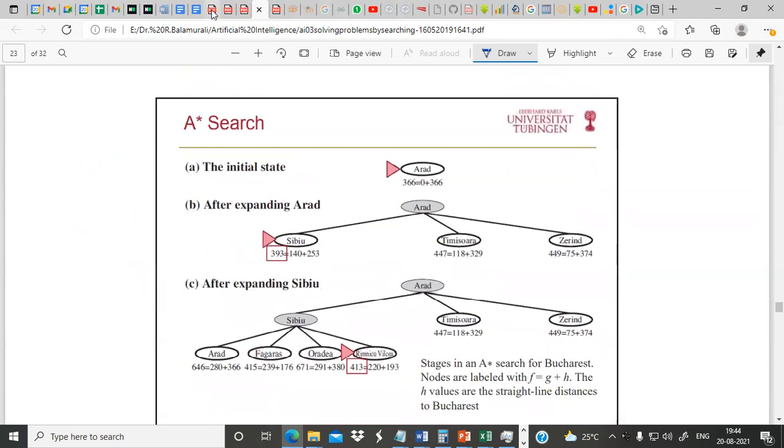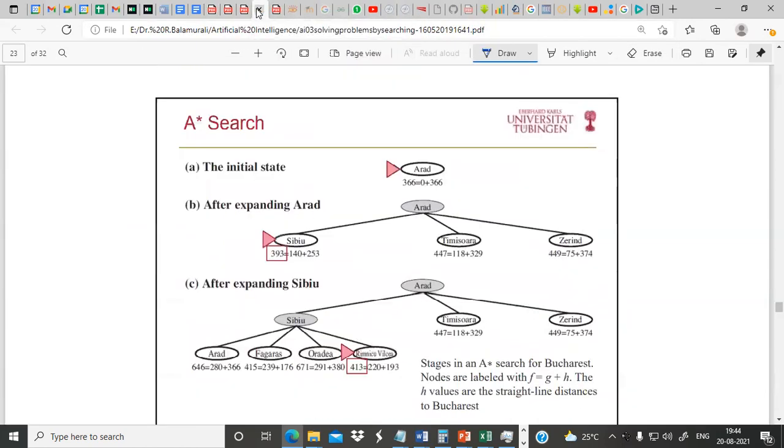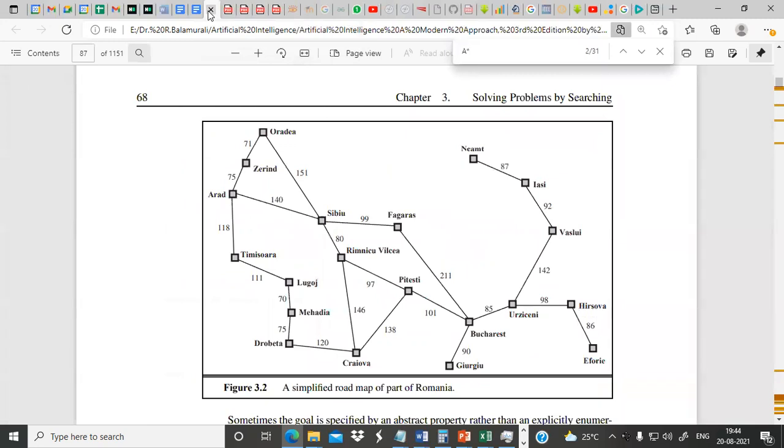We'll be using the same map that we discussed, the map of Romania, and here we'll be discussing reaching from Arad to Bucharest. So our source, the starting location, will be Arad. Basically, we'll be seeing how to reach from Arad to Bucharest. That's what we are going to see. So this is our starting position, the initial state, and Bucharest will be the goal state.